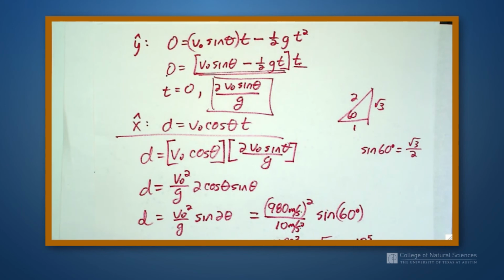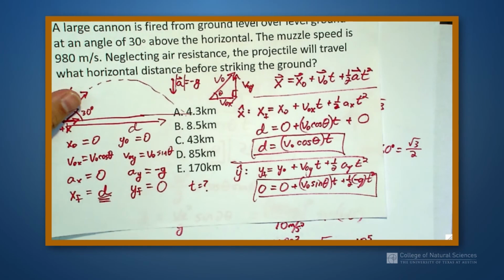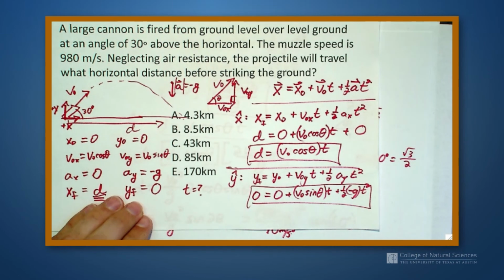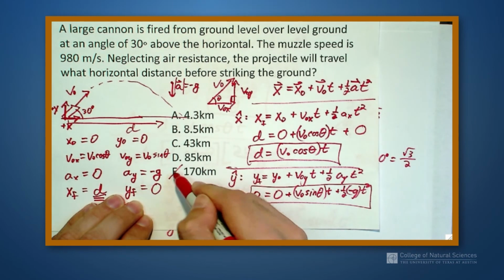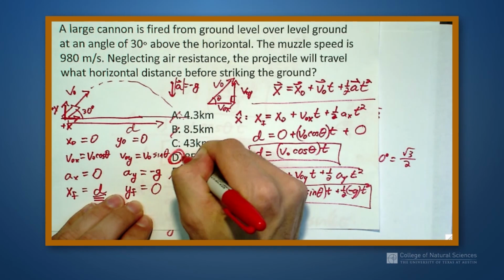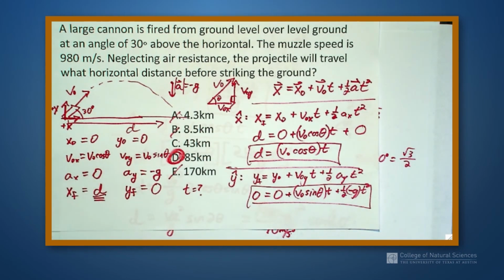So I am looking back at my answers. Square root of 3 is above 1, below 2. So it doesn't quite cancel with this, but I'm looking at something that's on the order of 100 kilometers, a little bit lower than 100 kilometers. So 170 is too large. These are too small. So I'm left with answer choice D as the correct answer. So this works out to be 85 kilometers.